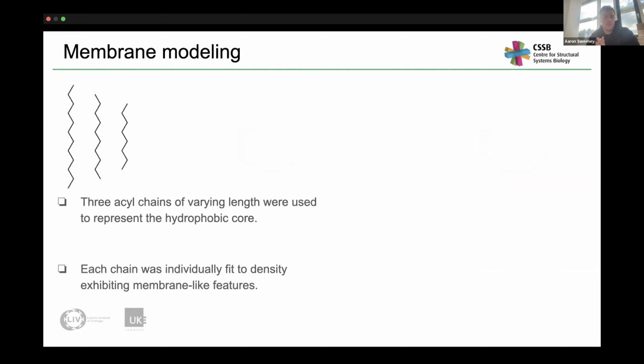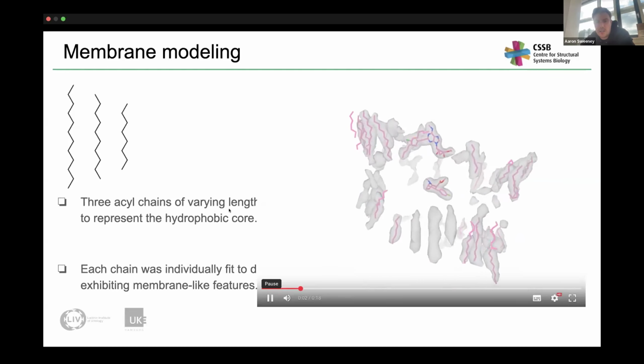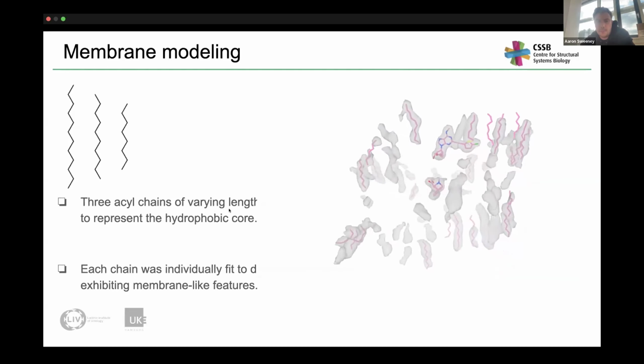So next I moved on to membrane modeling, and this is where it got a bit harder. So I started with 3 different length ASR chains, which I assumed would represent the hydrophobic core of the membrane. And then I fit each one of these to individual densities that came out of my AlphaMask that looked fairly membrane-like. And what I ended up with was something that looks like this. So it actually wasn't too bad.